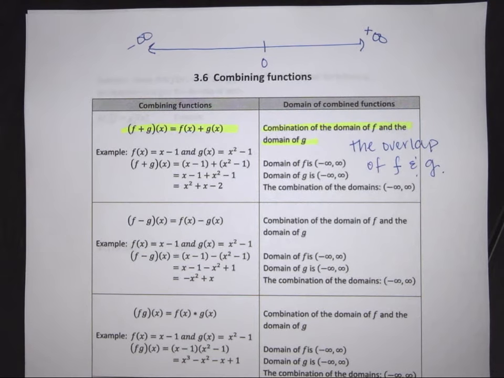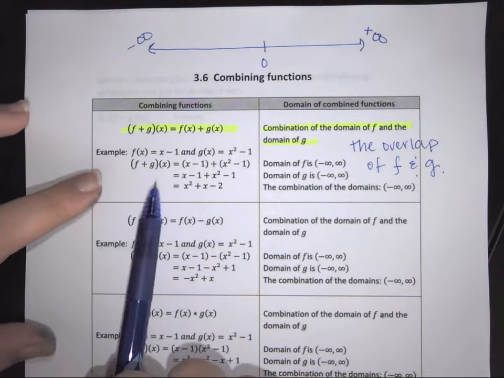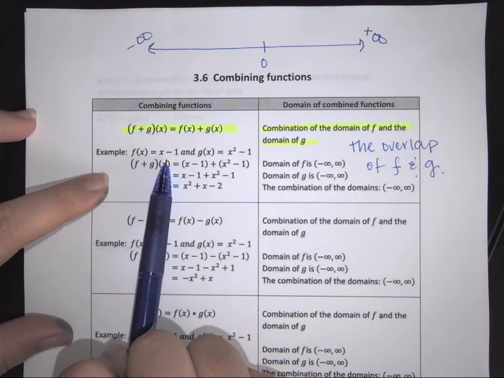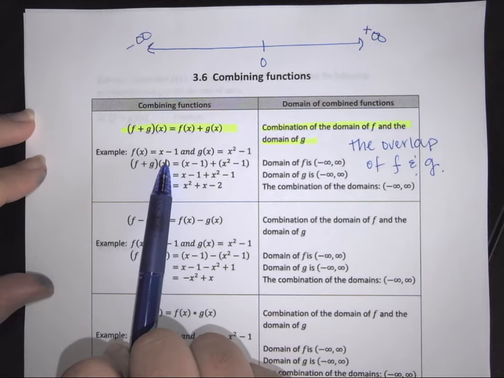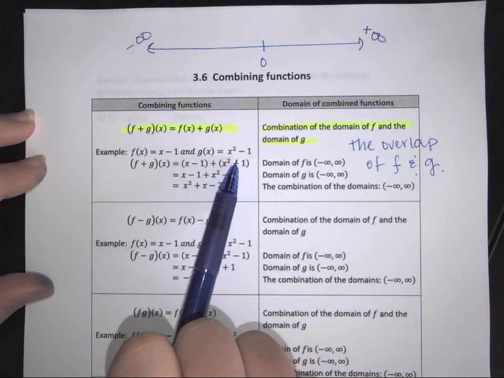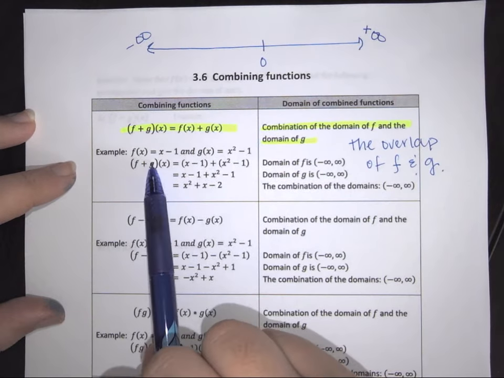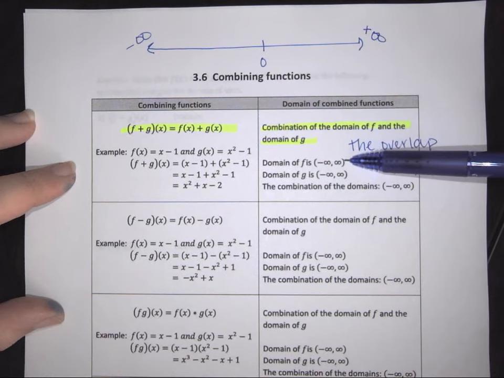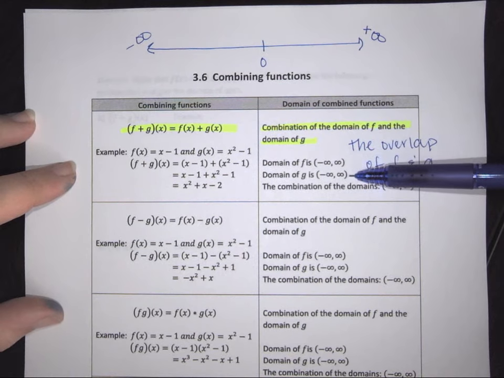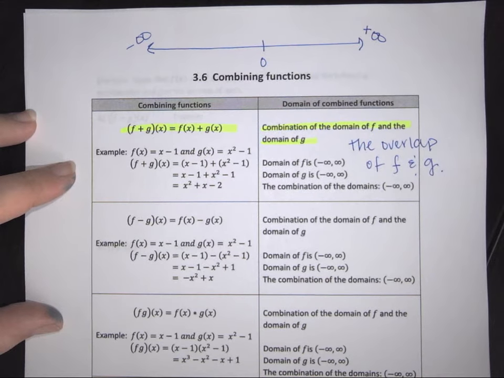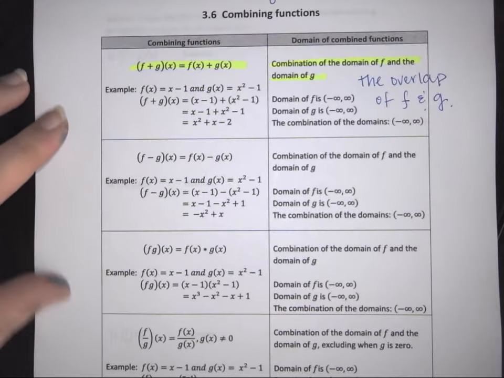Here's a quick little example where f of x is x plus 1 and g of x is x squared minus 1. If you look at each of these on their own, you can see that the domain of f is all real numbers, and so is the domain of g. Therefore, the domain of the combination is also all real numbers.